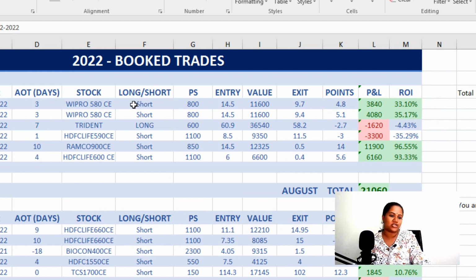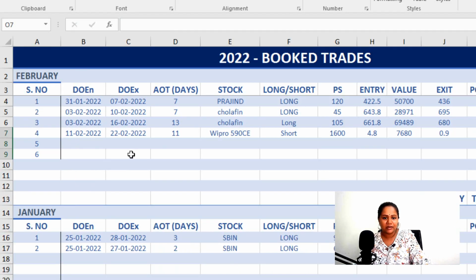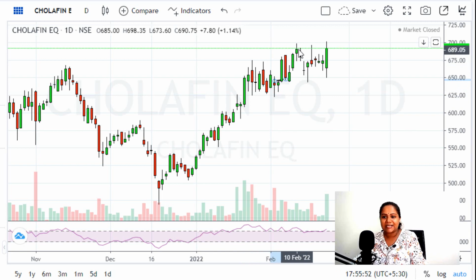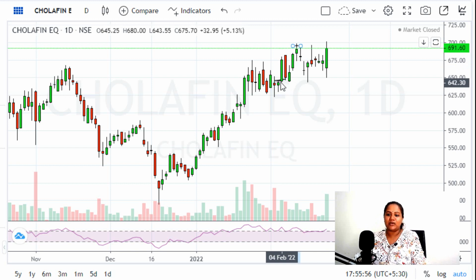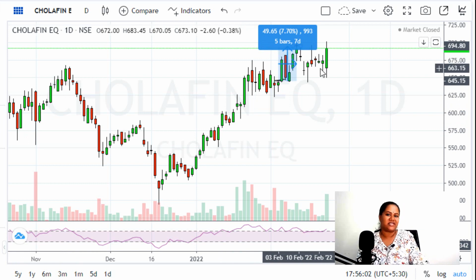Next trade I took was in Chola Finance. I made an entry on 3rd, so 3rd February. Over here I knew there was a reversal that was happening using my strategy, and I made an entry over here, and I exited around 695 on this day, because I knew it had given a pretty good return. See, it was more than 7.7% of return.